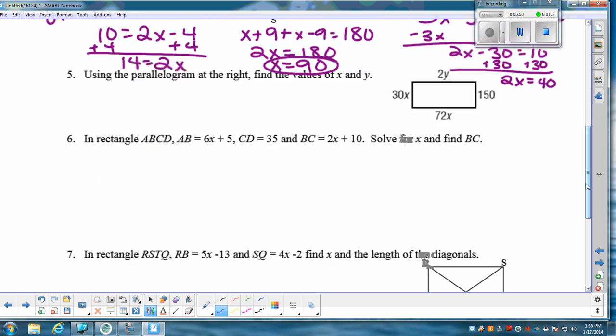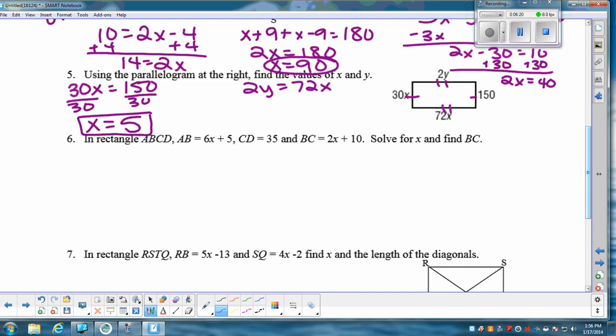Number 5, we have another parallelogram. To solve for x and y, we know that our opposite sides are congruent, so we know that 30x would have to be 150. And then we know that 2y has to equal 72x. Well, since we need to find x and y, we're going to start with the equation that only has one of them. So divide by 30, we get that x is 5.